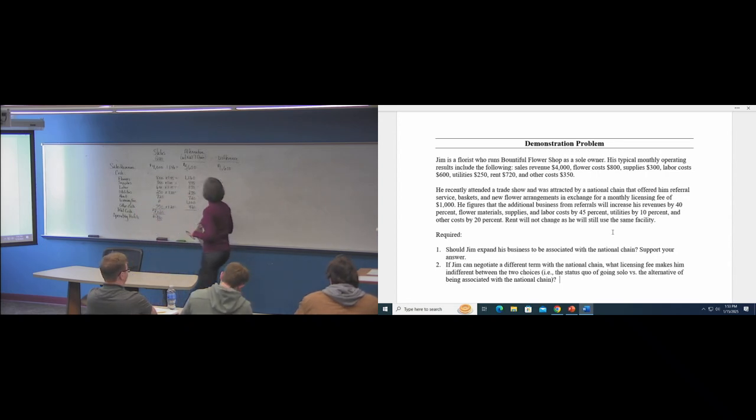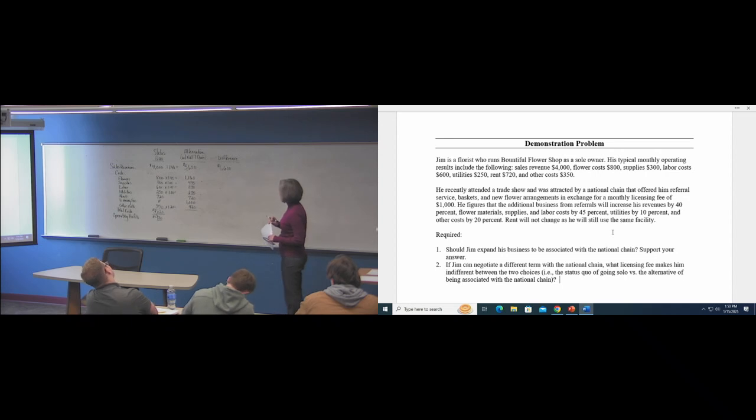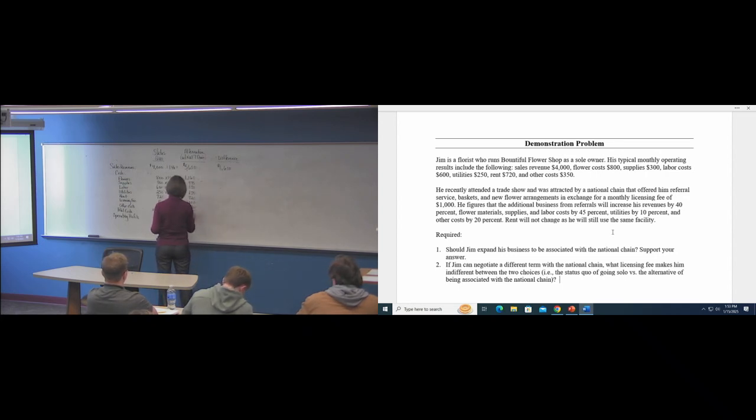So when we add up all of our expenses, what do they come out to? 4,880. Revenues of 5,600 minus expenses of 4,880 gives Jim an operating profit of 720.